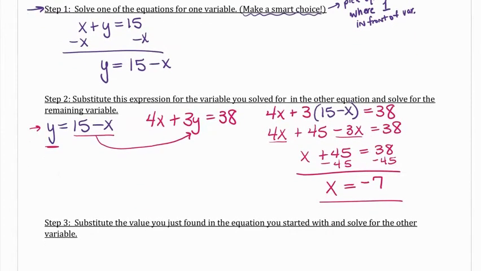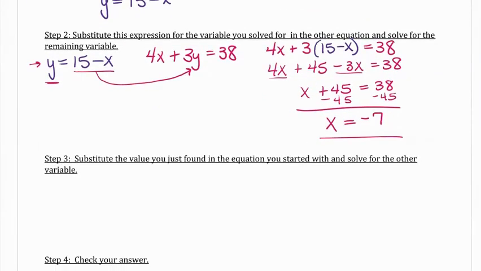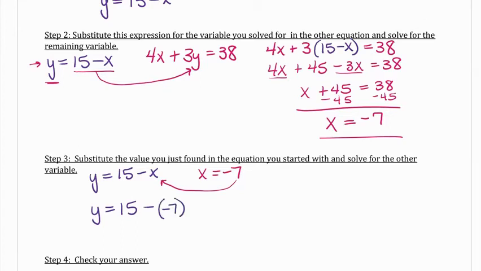So now, in order to get the solution to a system, remember the solution to a system of equations is an ordered pair. I've got the x value, now I need the y value. So now I'm going to take that x value and plug it back into the first equation that we did. That first step was that y equals 15 minus x. And we just did all this work over here where we said that x equals negative 7. So I'm going to take that result and plug it in for the x. So now we get y equals 15 minus, and I'm going to plug in negative 7 for the x.